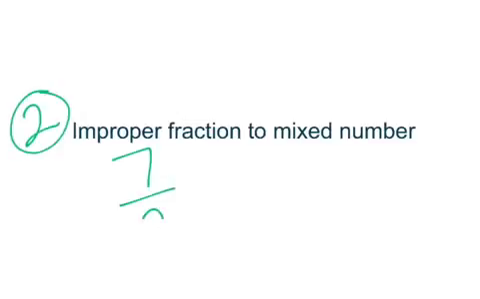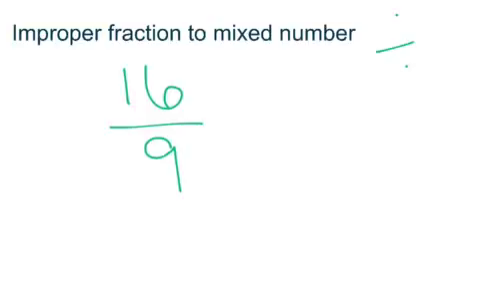Works for me. Second part of this lesson is moving from an improper fraction back to a mixed number. This can be a little bit more difficult and involve some division. So let's look at an improper fraction, say 16/9. Instead of thinking of steps here, I like to think of questions I have to ask myself.